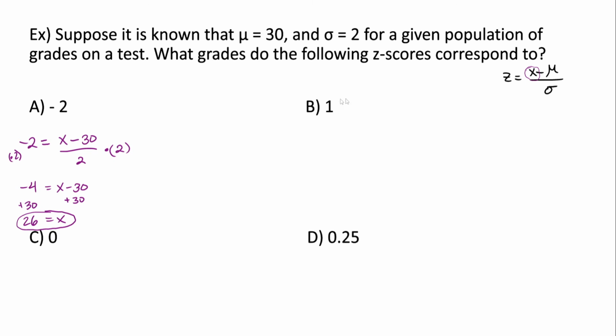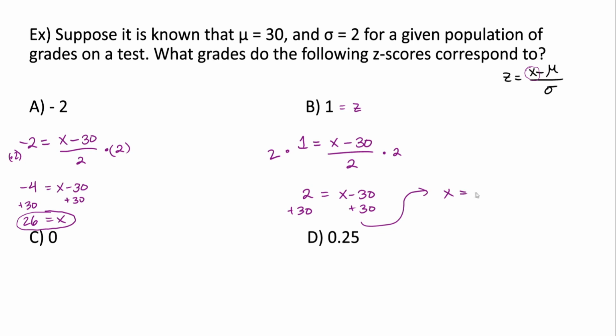For B, here we're being told 1 is equal to z, so we're going to plug that into our z-score formula. 1 is equal to x, which we want to solve for, minus a mean of 30 that was given to us, divided by a standard deviation of 2. We want to get rid of this division by 2, so we multiply both sides by 2. We get 2 is equal to x minus 30. Add 30 to both sides, and we end up with x is equal to 32.